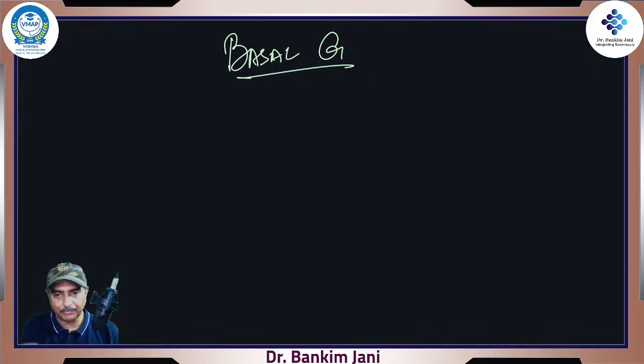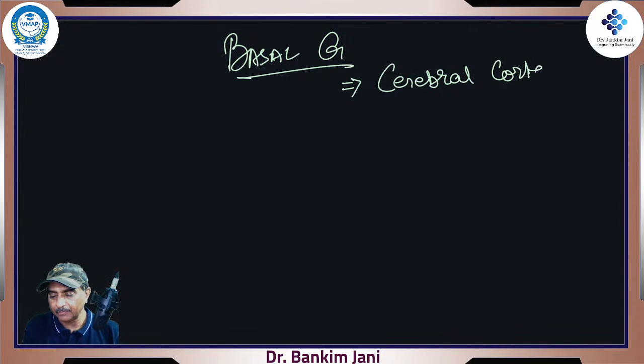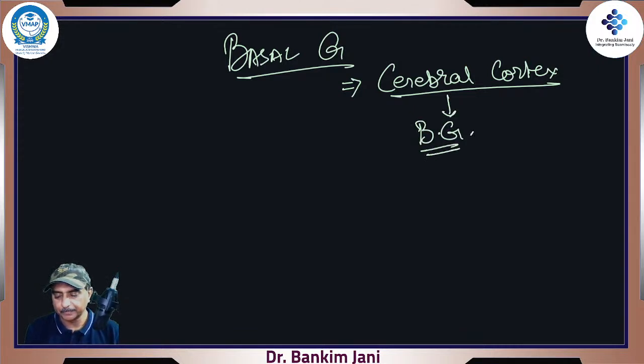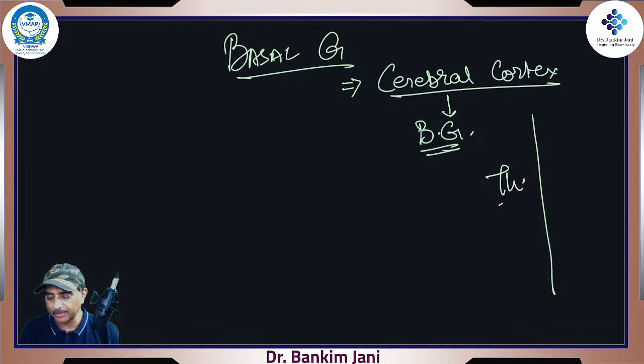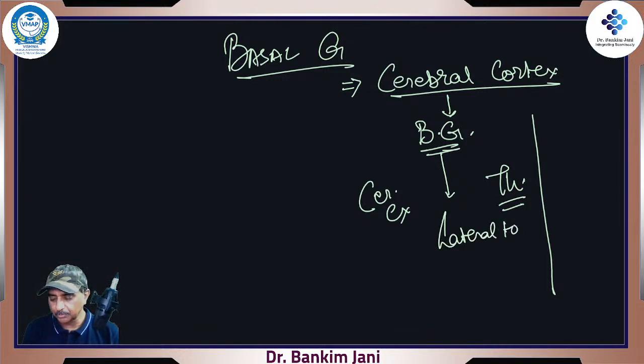Like yesterday when we were discussing, in the same style, the outermost is the cerebral cortex. When you remove just the cerebral cortex, you come across the basal ganglia. Technically speaking, if this is the medial part, our thalamus was over here, then the basal ganglia, and here is the cerebral cortex. So this is where the basal ganglia will be sitting, lateral to the thalamus.